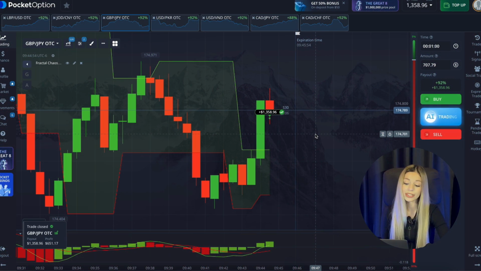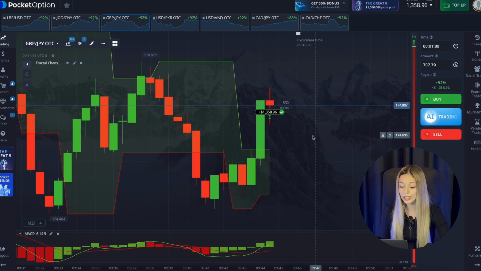Okay, my experiment, as you can see, brought me solid profit once again. I started with only $100 and now the balance is $1,358. That's $1,258 in pure profit. I think that's a great note to end on.